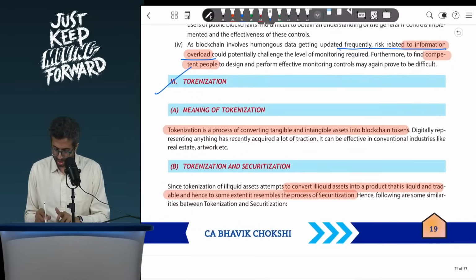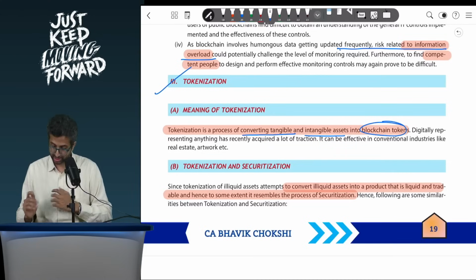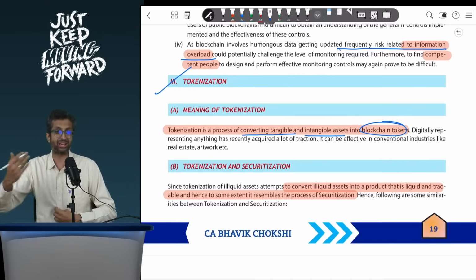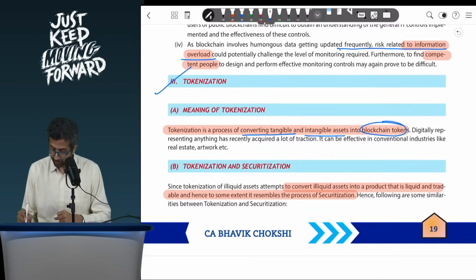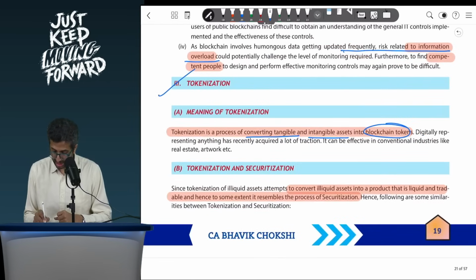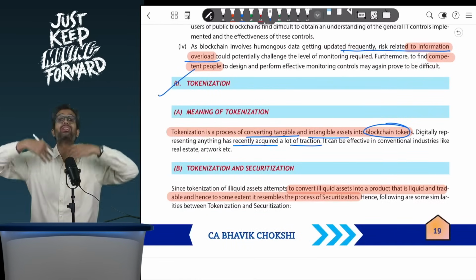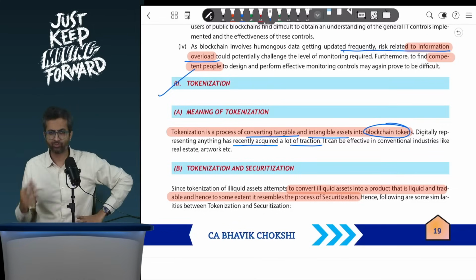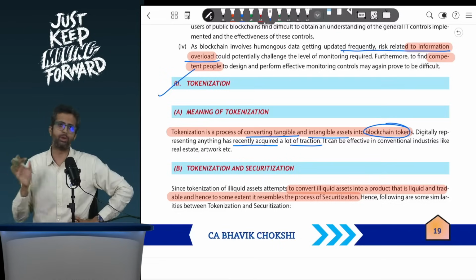So tokenization is a process of converting tangible and intangible assets into blockchain tokens. That is what tokenization is. NFT, for example, is an actual application of the tokenization concept. It digitally represents anything recently acquired that has a lot of transactions. So you want to show digitally that you own this. So that is a token that you have on the blockchain.